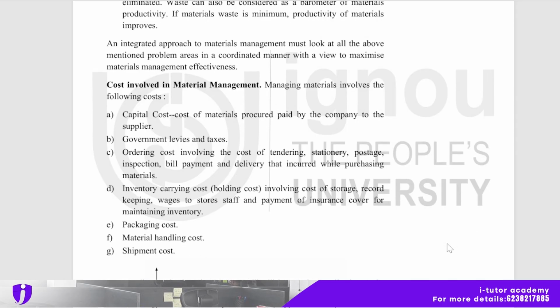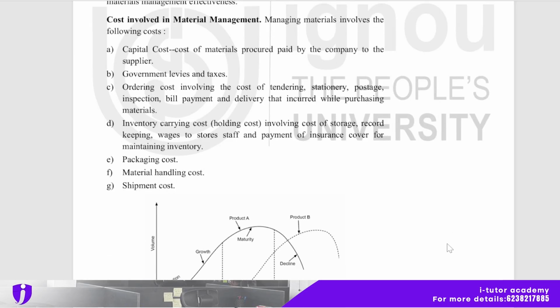Cost involved in material management. Managing material involves the following costs: that is, the capital cost of material procured, paid by the company to the supplier; government levies and taxes; ordering cost, involving the cost of tendering, stationery, postage, inspection, bill payment, and delivery incurred while purchasing material; inventory carrying cost, that is holding cost, involving cost of storage, record keeping, wages to stores staff, and payment of insurance cover for maintaining inventory, and packaging cost, material handling cost, and shipment cost.